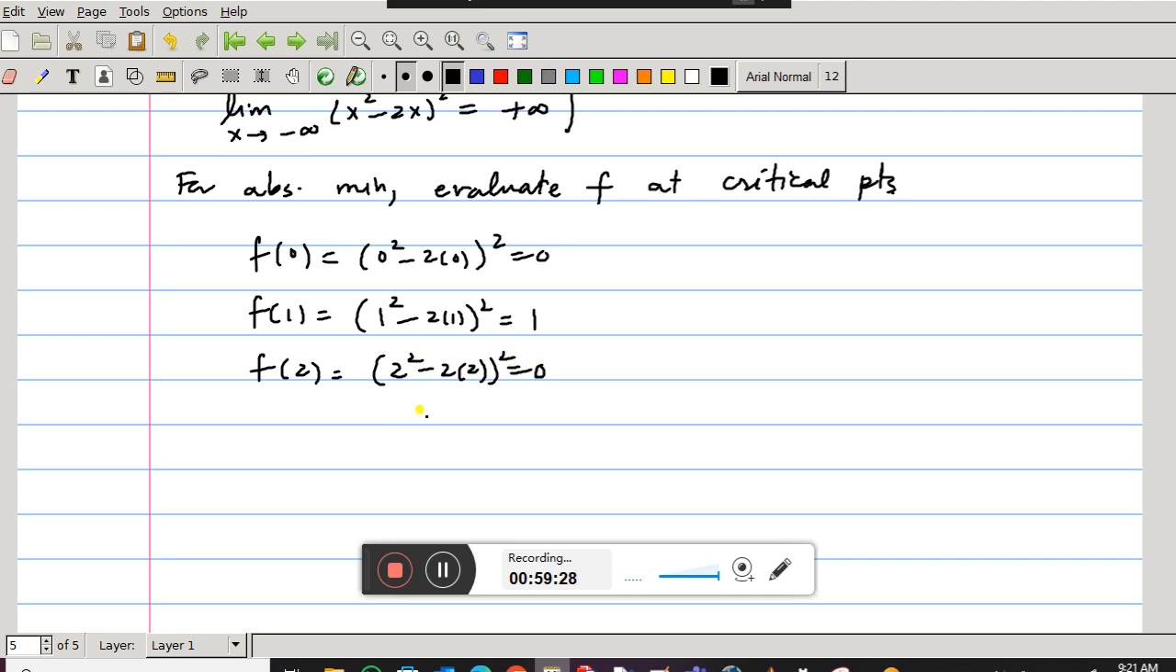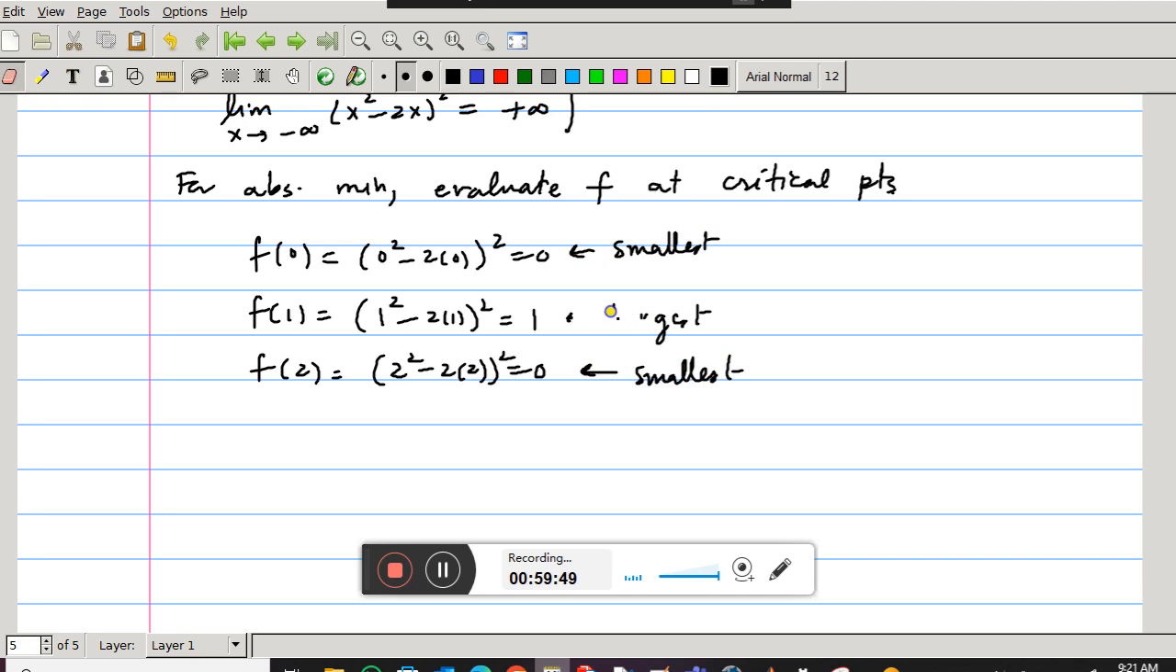It is also 0. Right? See, 4 minus 4 is 0. So these two are smallest, this is largest, and 0 is smallest. There are two zeros now, so both are smallest. It means I got a minimum.